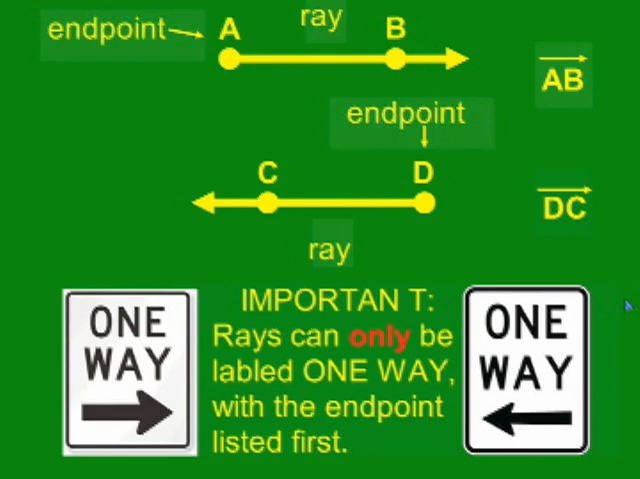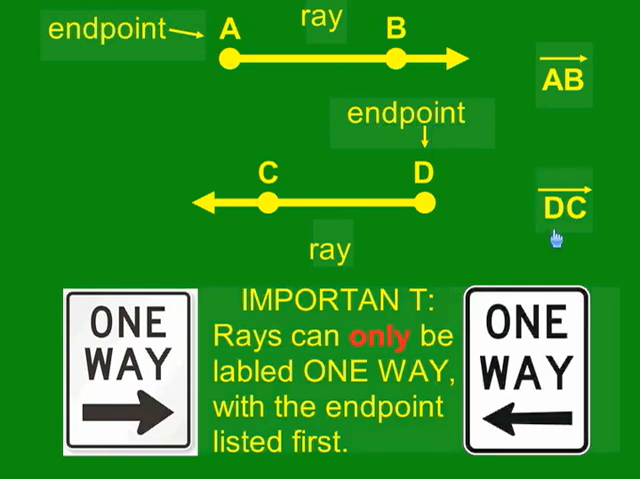The most important thing to remember is that rays can only be labeled with the endpoint first. Just one way. What's a good way to remember that, my 3-year-old son? Like a one-way street. Yeah, a ray is like a one-way street. It can only be labeled one way with the endpoint first.